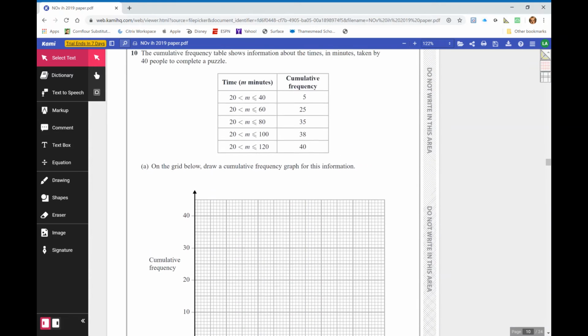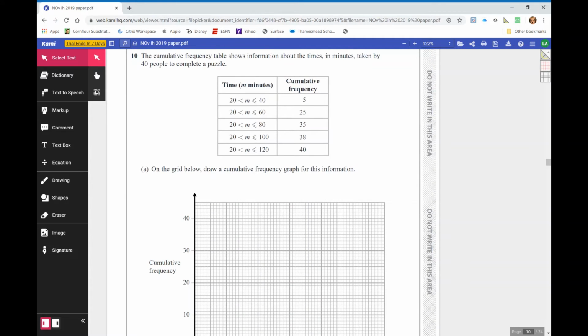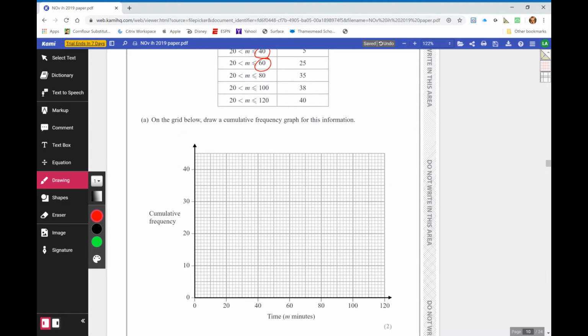Now, the biggest thing to remember with anything with cumulative frequency is that you always plot the last number. So for example, 20 to 40 is 5. So 20 to 40, you would mark 40 as 5, and then 60, 25, and then 80, 35, and then 100, 38. Be a little careful on this one, and then 40 for 120.